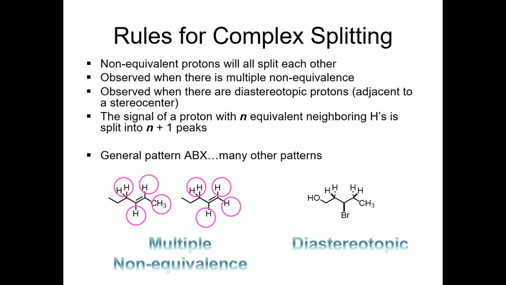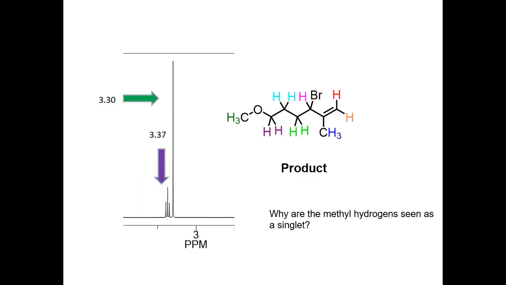So you have basically two scenarios where you'll see complex splitting. One is when you have what's called multiple non-equivalents, which is shown down here on the left. And then one where you have hydrogens that are what you call diastereotopic, meaning they are adjacent to a chiral center. All right, so here's the rest of the spectrum, where you have the green set of protons showing up as a singlet for that CH3. And then the purple proton showing up as a triplet.